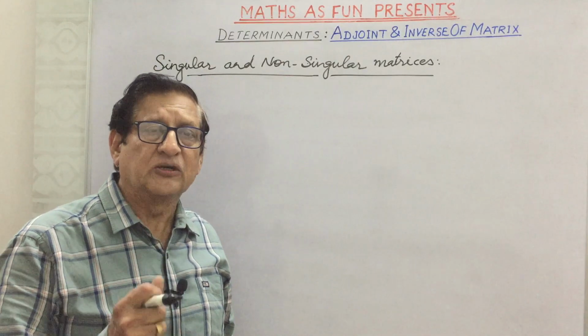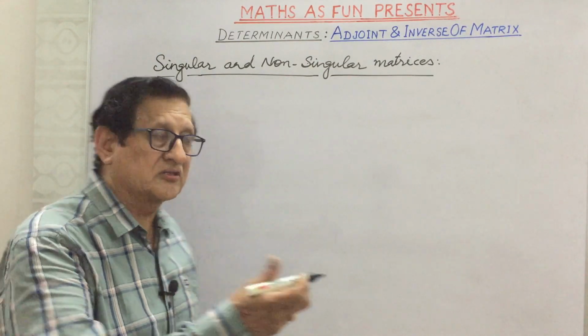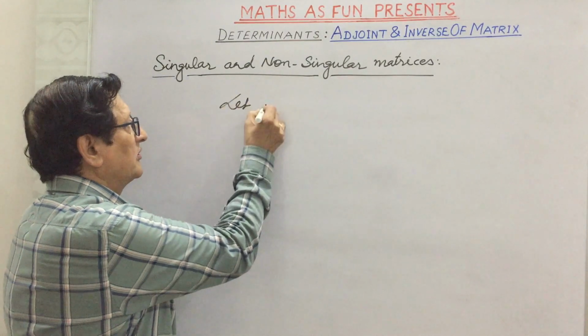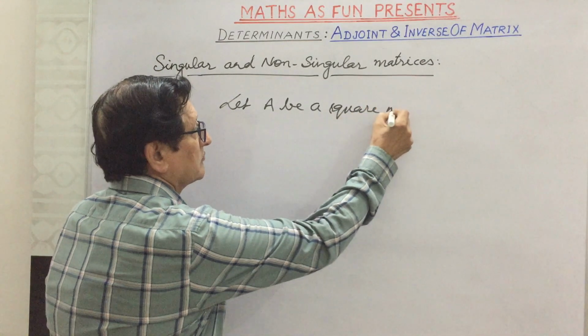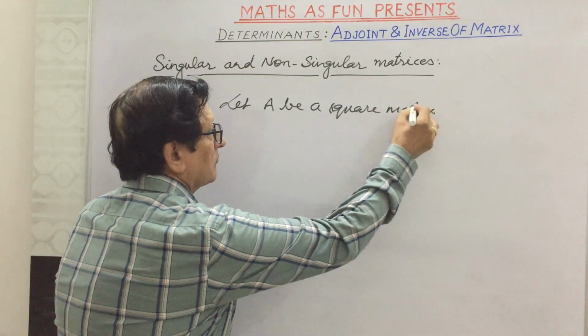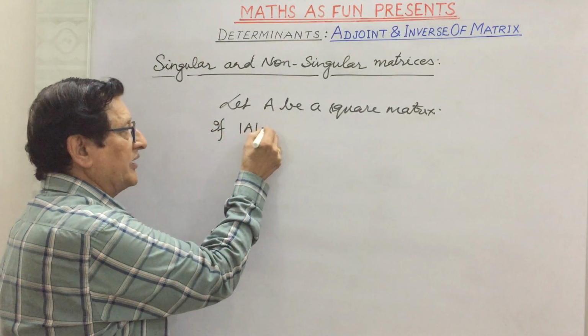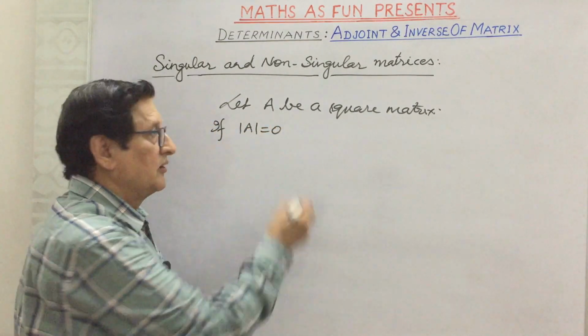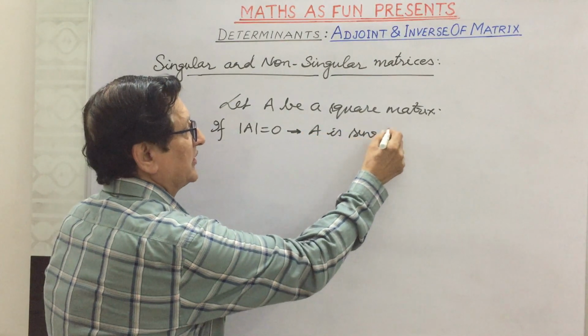Let's learn about the singular and non-singular matrices now. Suppose we have a square matrix A. Let A be a square matrix. If we find that determinant A is equal to 0, then we say that A is singular matrix.